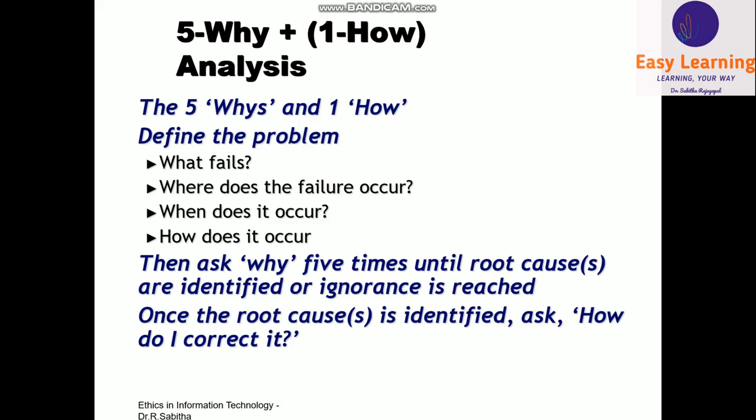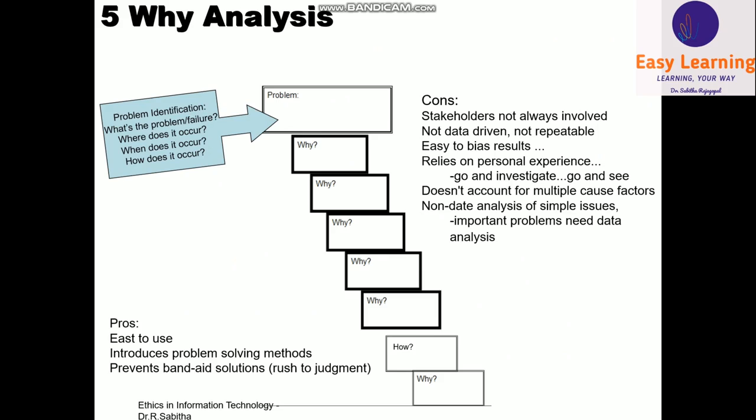You are going to ask why five times, and once we have found out the root cause, or we have come to a level of ignorance, we will ask the how question. We have analyzed using why. Now we will ask the how question, which will tell us how it could be solved. So this is 5 why analysis. It is elaborately used in problem identification and problem solving.